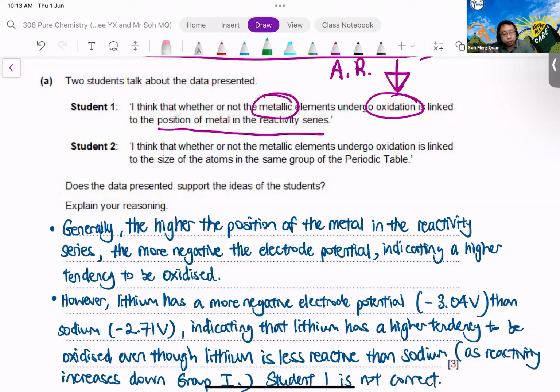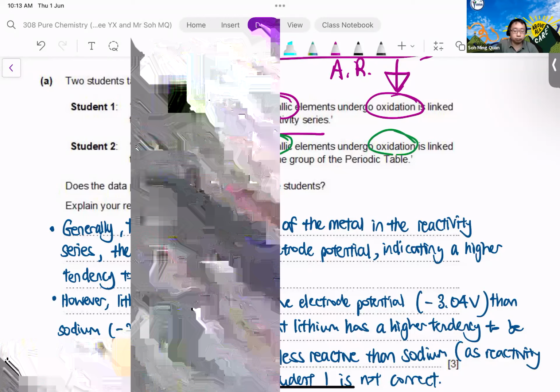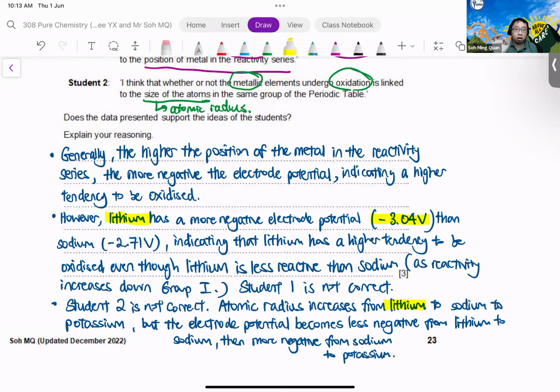Now you move on to student two. Student two's statement is about oxidation of metals again, but it's to do with the size of atoms, which is of course atomic radius. Again, can you see a trend? There's a general trend, right? The larger the atomic radius, the more negative the E0 value. However, there are again exceptions. The exception is lithium. Lithium is the problem. Lithium has a very negative electrode potential. So even though the atomic radius is small, smaller than sodium and potassium, the electrode potential is more negative than sodium and potassium.